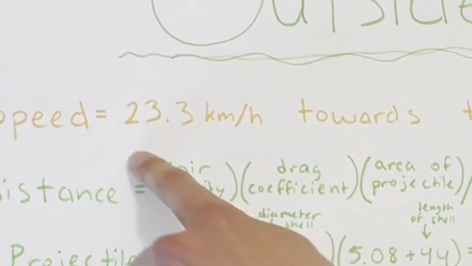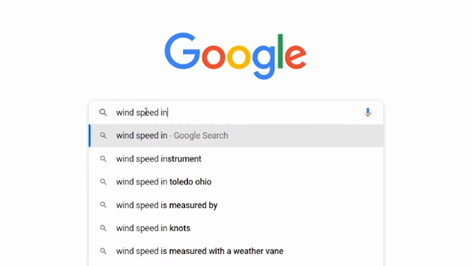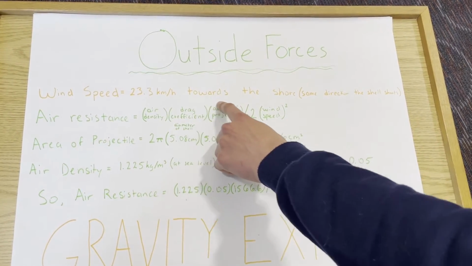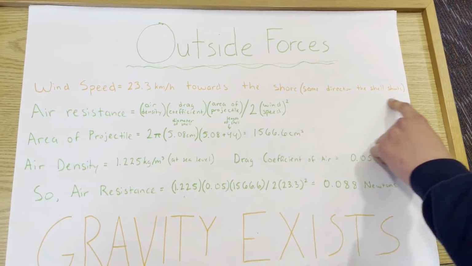Now, looking at the outside forces that will affect the trajectory of the shell, we figured out that the wind speed is 23.3 kilometers per hour by searching up average wind speeds in Kauai, Hawaii, where the shot was filmed. And the wind was also blowing towards the shore, which is the same direction as where the shell was shot.